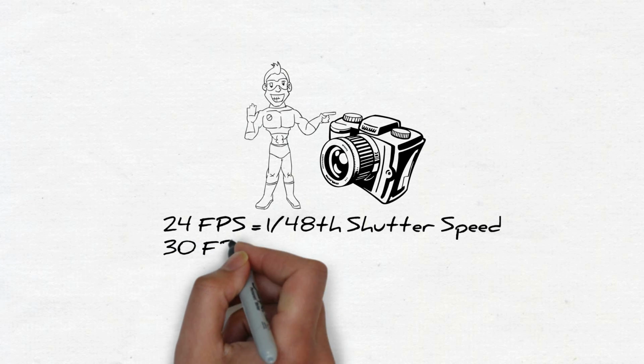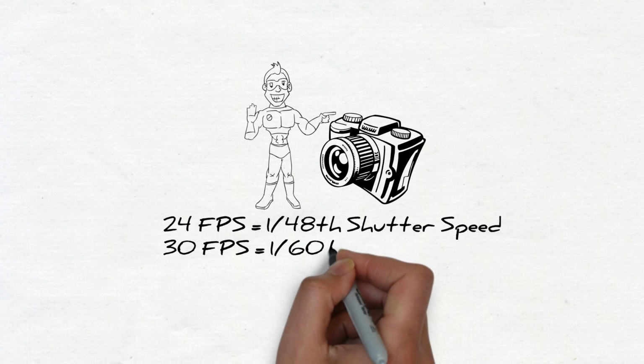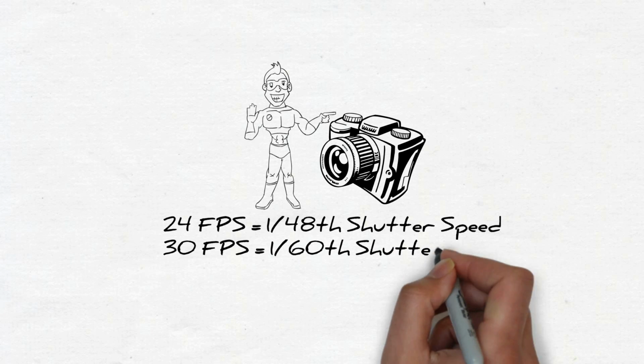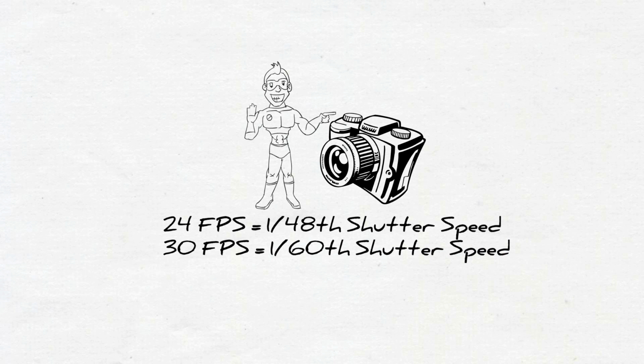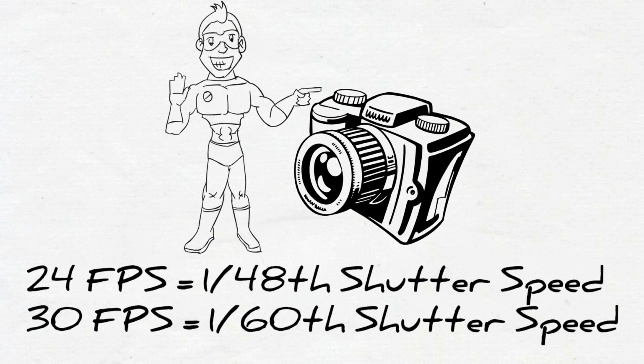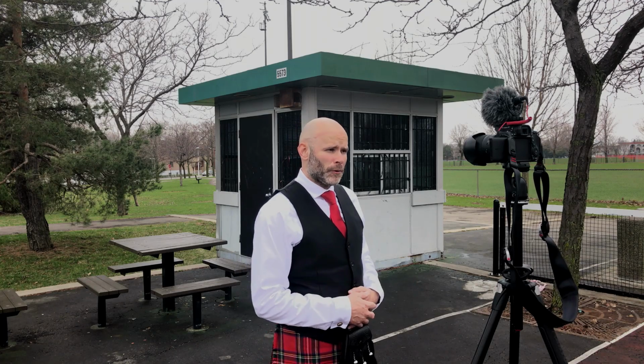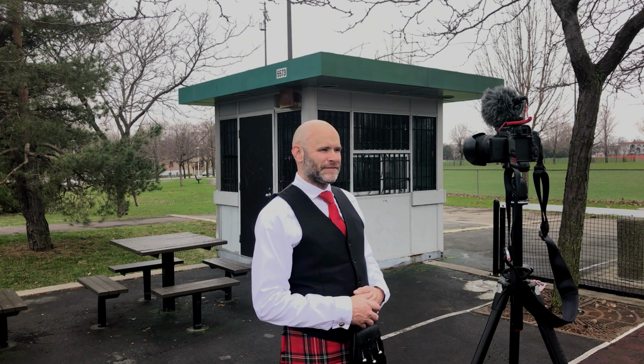And if you are recording at 30 frames per second, you would want to set your shutter speed to 1/60th of a second. You see, that is double the value of your frame rates per second. So, pop quiz. If you are recording at 60 frames per second, what would you want to set your shutter speed to? And that's the right answer. I knew you could do it. You would want to set your shutter speed to 1/120th of a second.